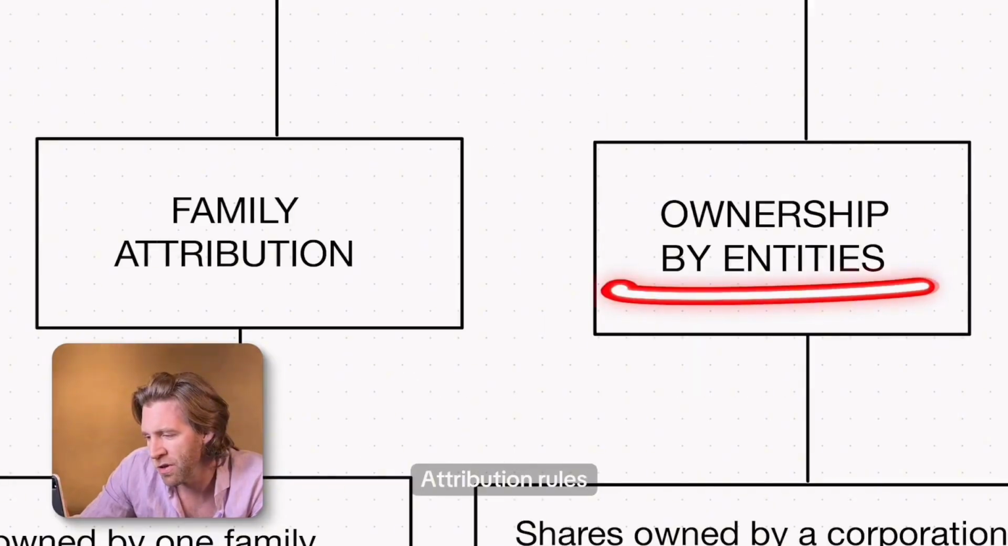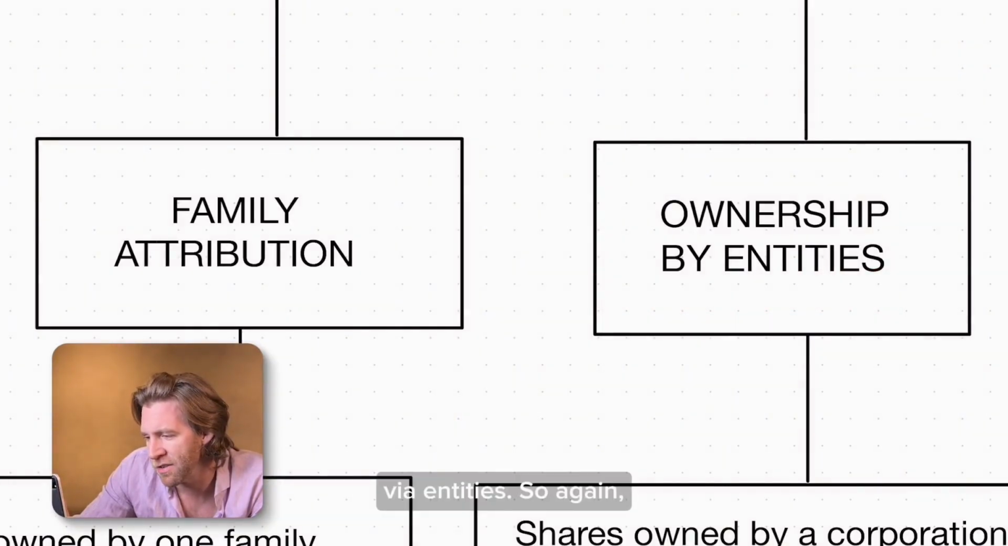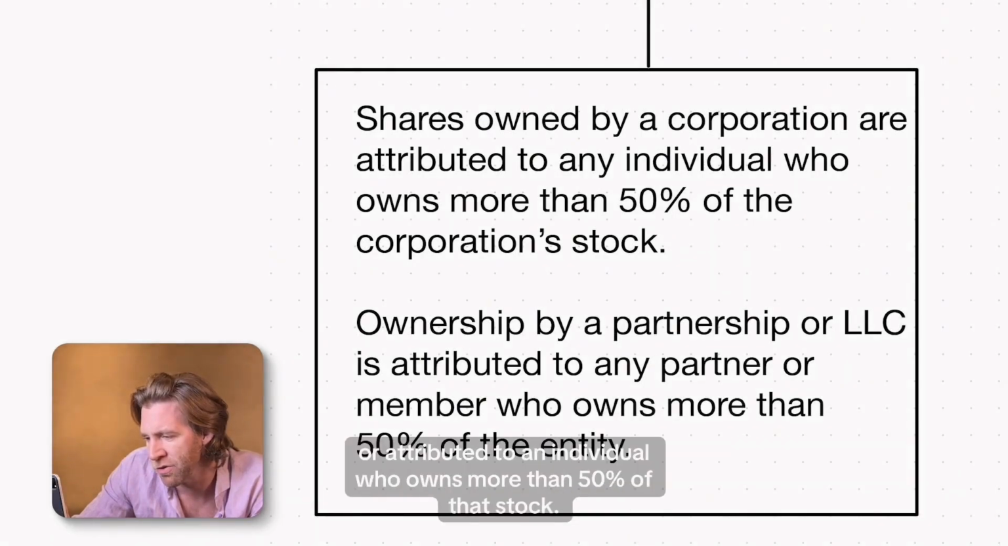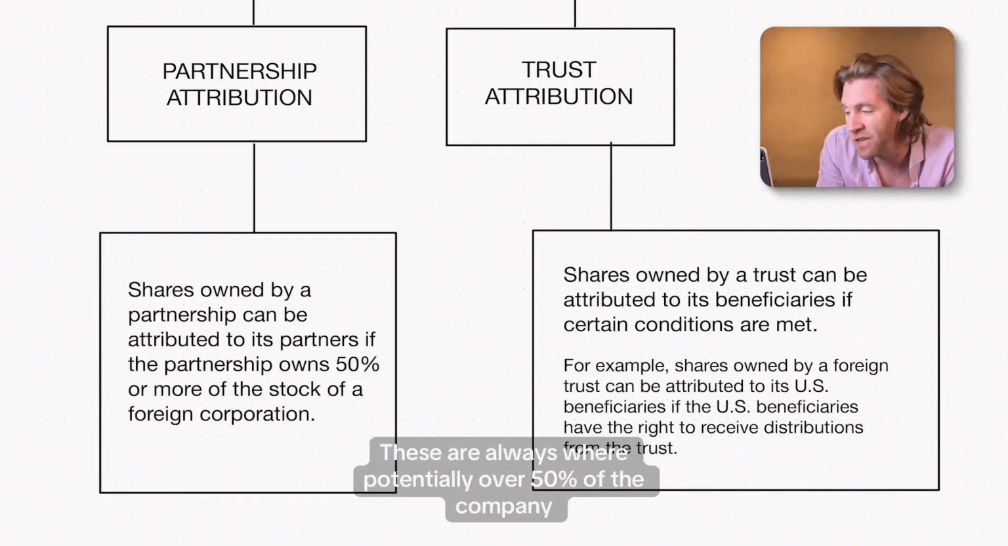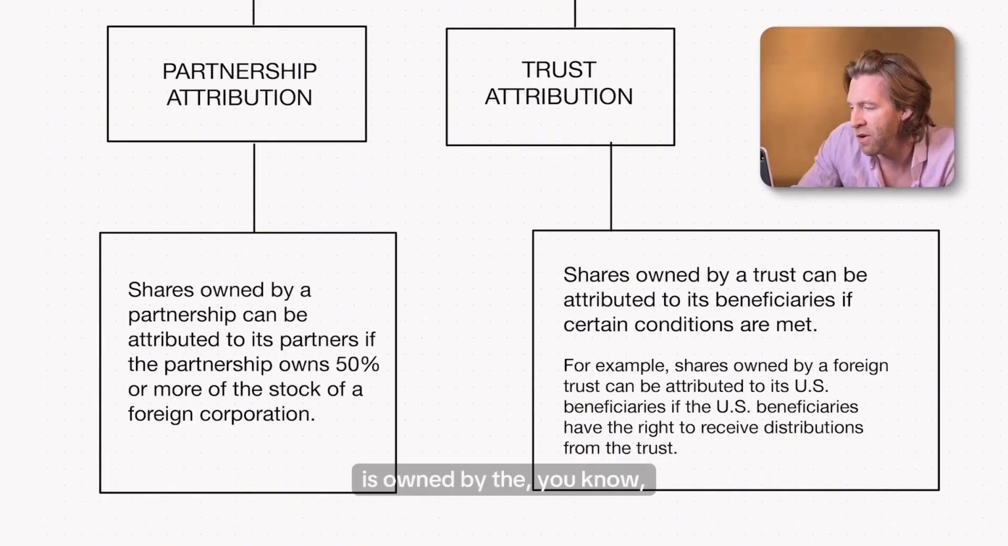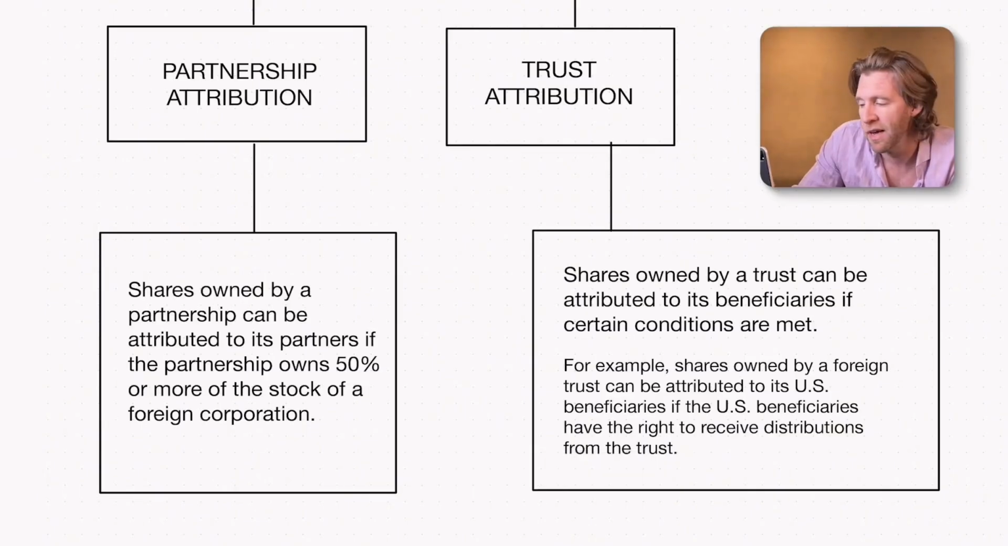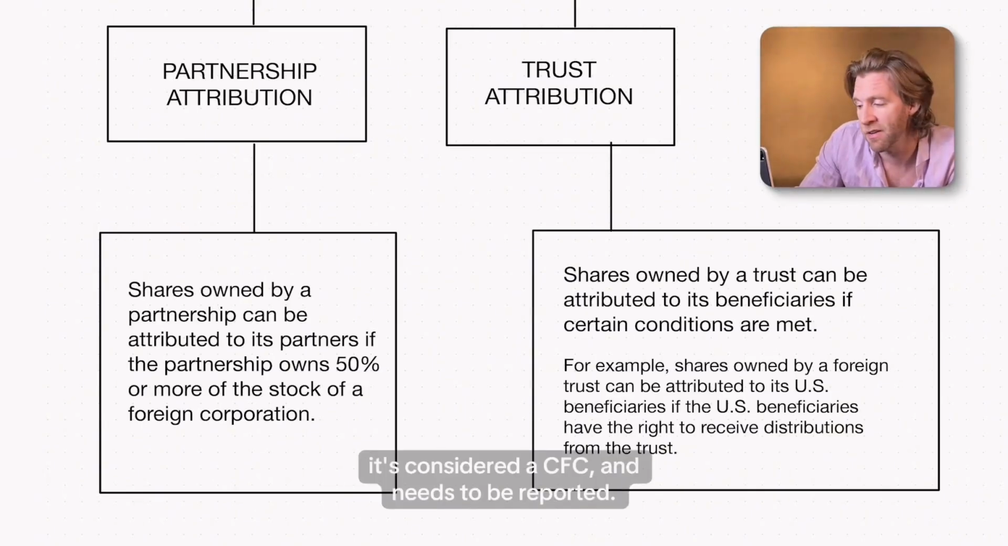Attribution rules via entities. So again, shares owned by a corporation are attributed to an individual who owns more than 50% of that stock. These are all ways where potentially over 50% of the company is owned by the ultimate beneficial owner, who's American, and by doing so, it's considered a CFC and needs to be reported.